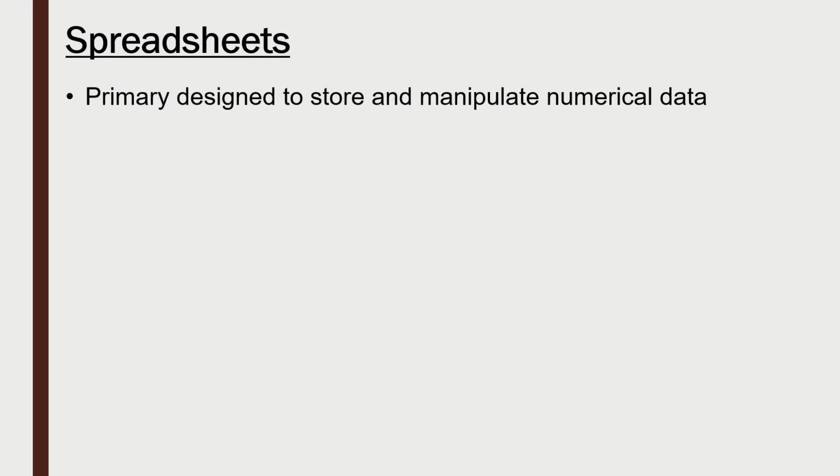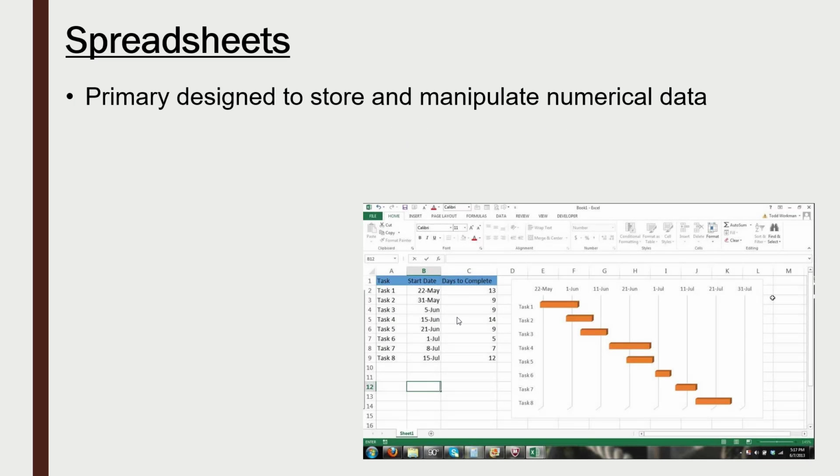A second, less fancy software is spreadsheets. Spreadsheets are really designed for number crunching, so storing and manipulating numbers. Things like Microsoft Excel are spreadsheets. You can have less basic ones than Excel.